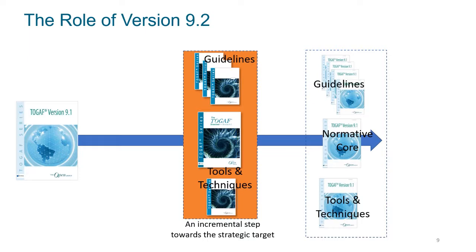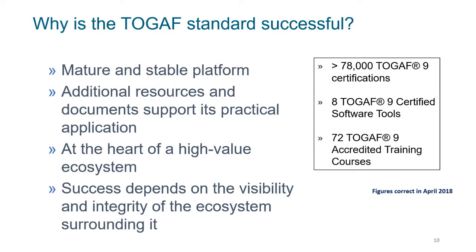Basically, they're still going to be as important, but rather than having everything all in one bucket, they separated some of the content to make it core, guideline, and tools and techniques. So when we're talking about the success of TOGAF, it continues to be successful with the numbers to support that, right? More than 78,000 certifications, more than 7 or 8 tools that are certified by the Open Group as a TOGAF tool. You have some 72 plus TOGAF related training courses that are already accredited, right?